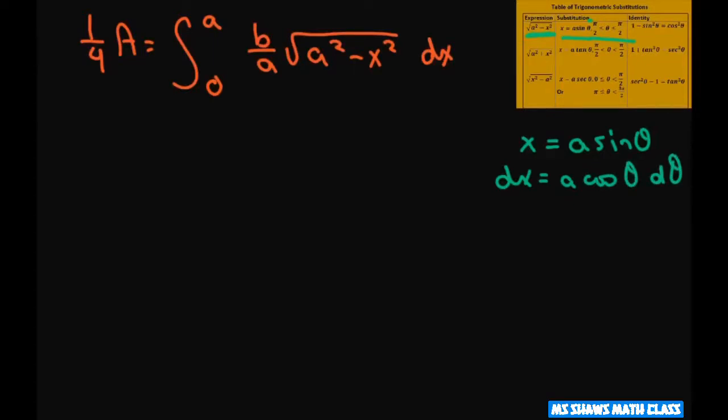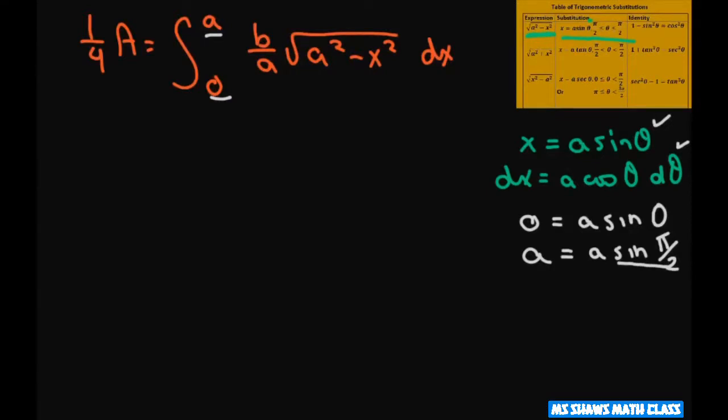We're also going to have to change the limits of the integration because we're changing to theta now. So when we're looking at our limits of integration, when x is 0, our theta has to be 0. And when x is a, this has to be pi divided by 2, because sine pi over 2 is 1. And that will give you a equals a.